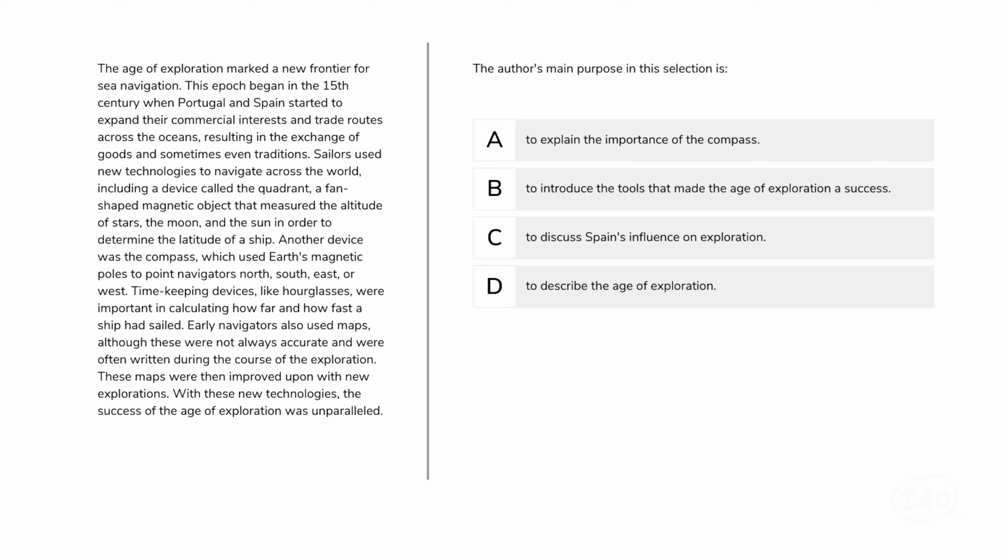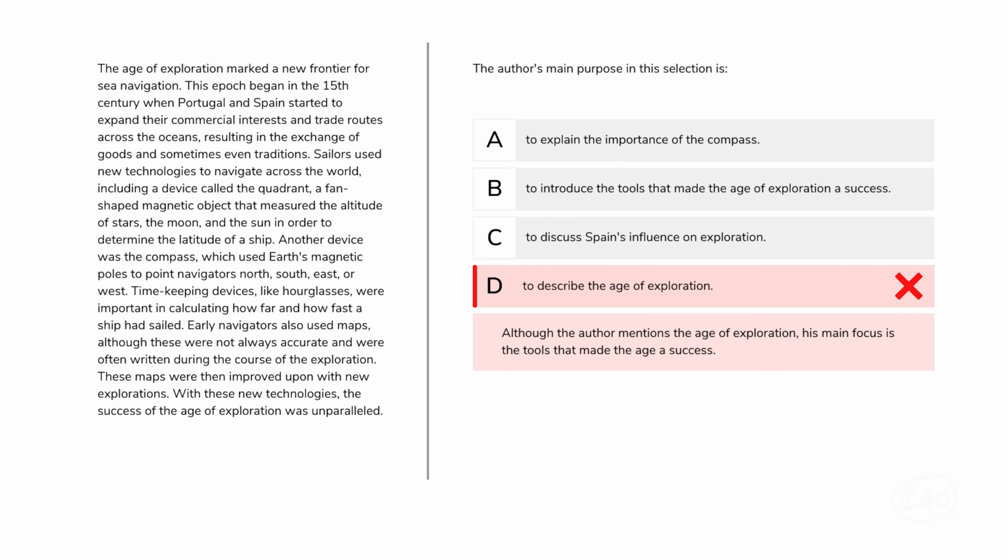Since it's always a good place to start, let's answer a question about the main purpose of this passage. The author's main purpose in the selection is A. To explain the importance of the compass. B. To introduce the tools that made the age of exploration a success. C. To discuss Spain's influence on exploration. Or D. To describe the age of exploration. Now, at first I thought D was the correct answer, but I can see with the study guide's real-time feedback that I need to try again. B is definitely the one we want.